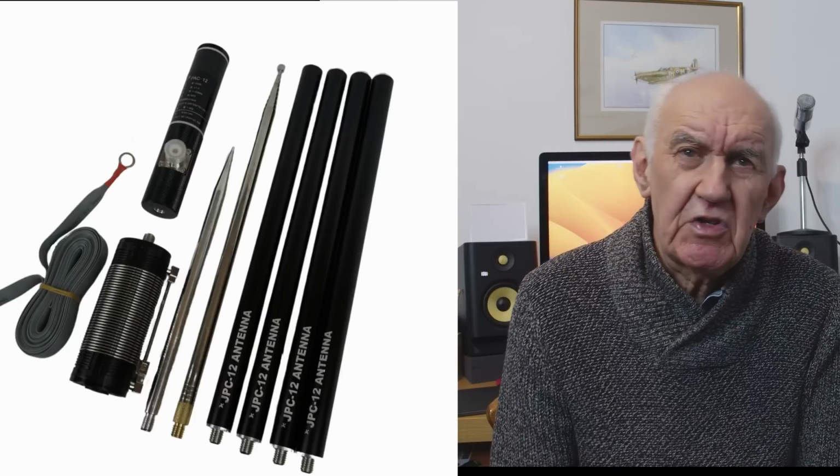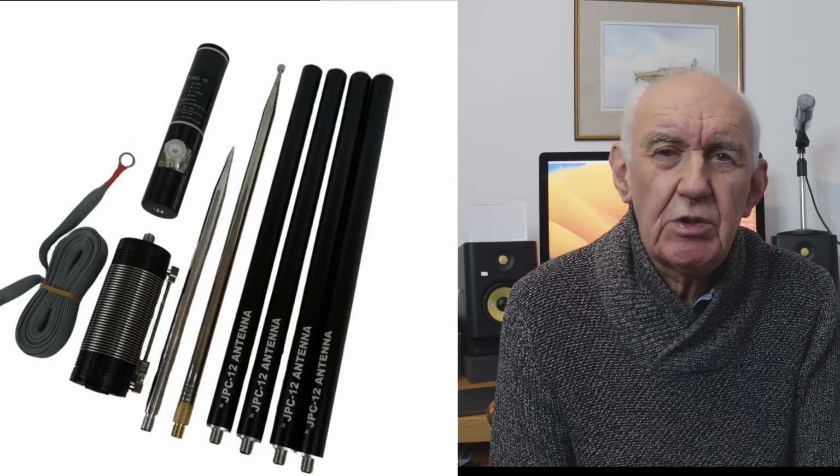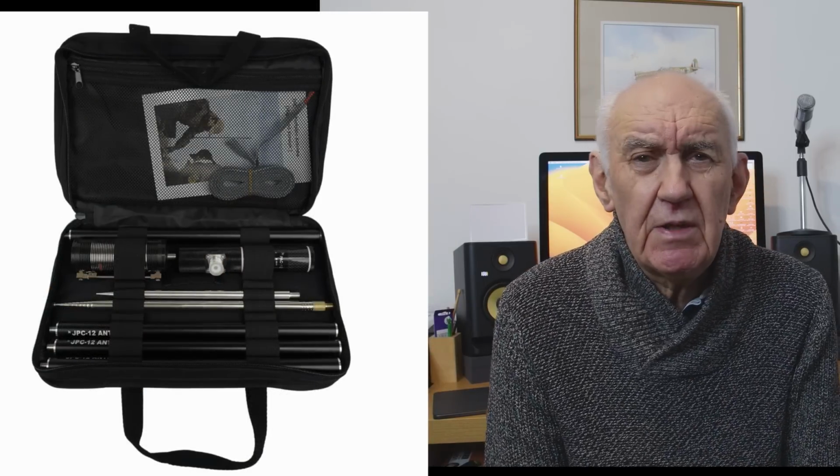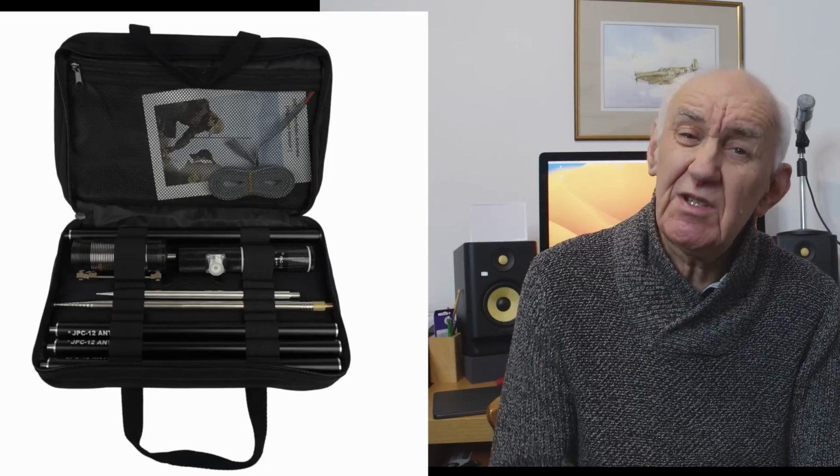Now, another antenna I spotted is the JPC-12. It's a portable HF antenna in kit form with its carry case. It covers the bands 80 metres through to 10 metres, plus 6 metres and 4 metres. So as soon as I can get hold of one of those, I'll do a review of that as well. So I've got a lot of portable gear coming up to take a look at.